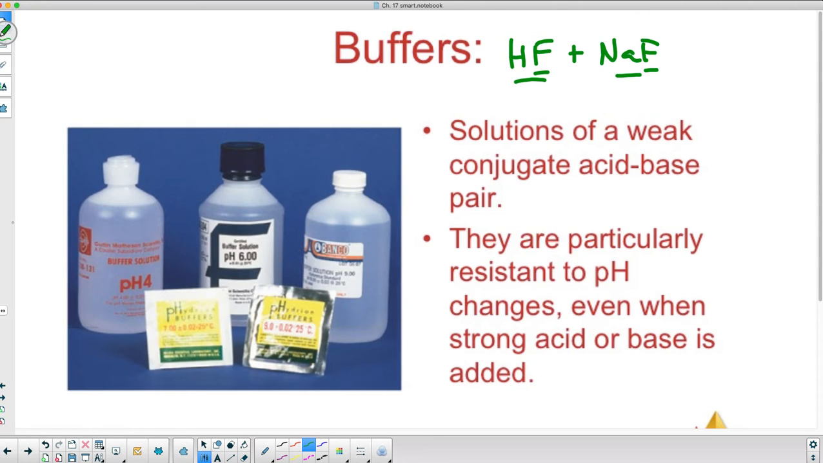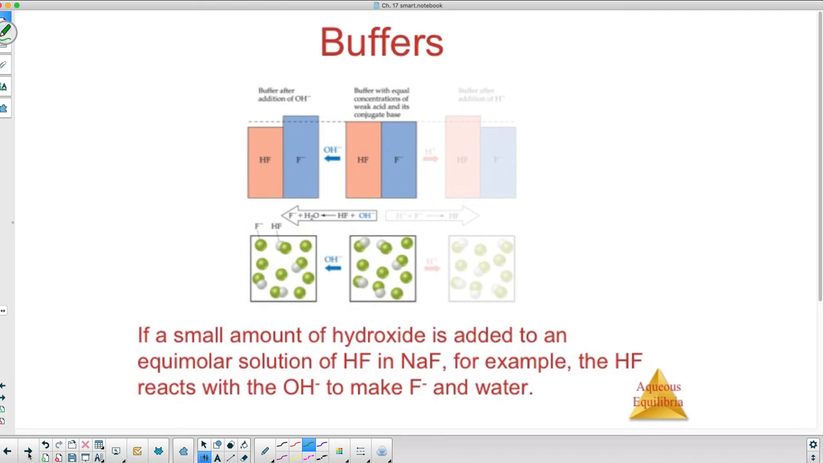What do we know about buffers? Well, they are particularly resistant to pH changes, even when adding strong acids or strong bases. And I'm sure you're wondering, how is that possible if you're adding a strong acid or strong base? Well, take a look at this example.